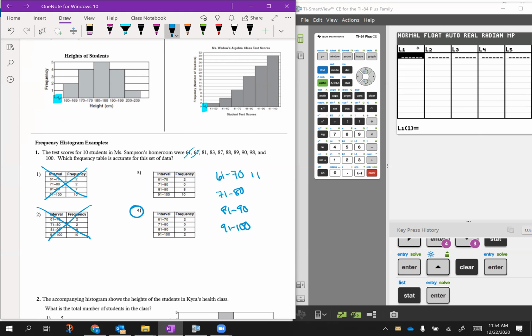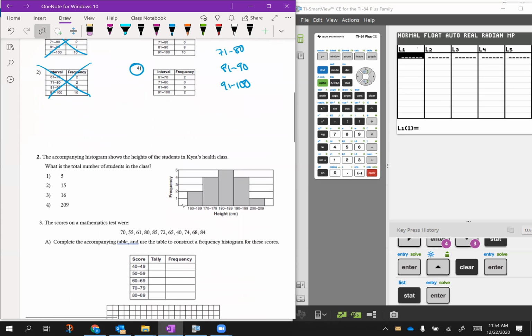Nice work. For number 2, the accompanying histogram shows the heights of the students in Kyra's health class. What is the total number of students in class? Just go through, label it, you can write right on the picture. We have 2 in this interval, count up how many for each interval, add them together to answer the question. I agree, we have 16 students.